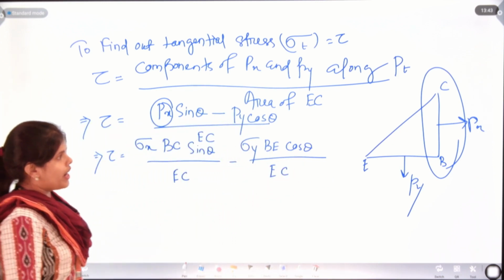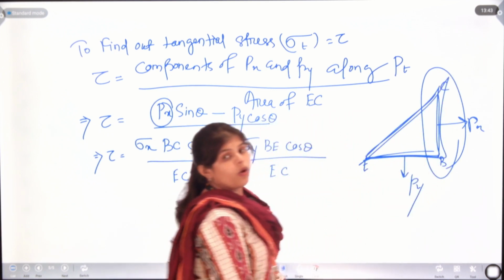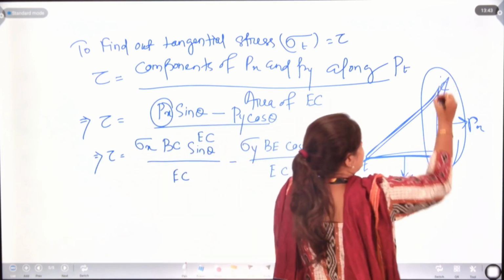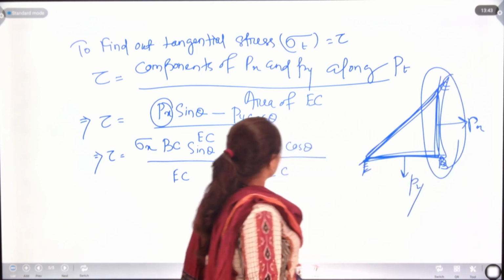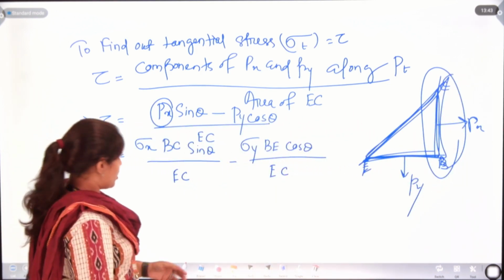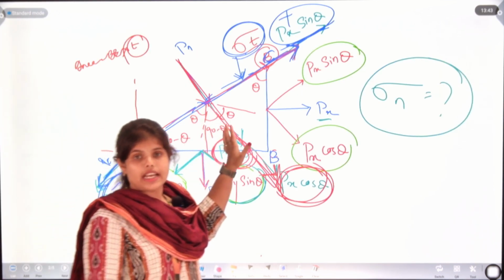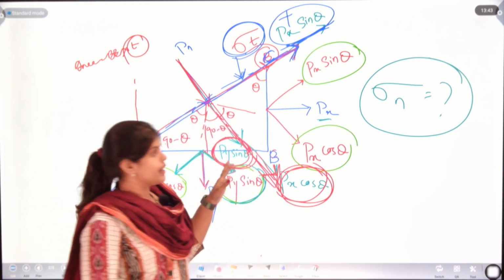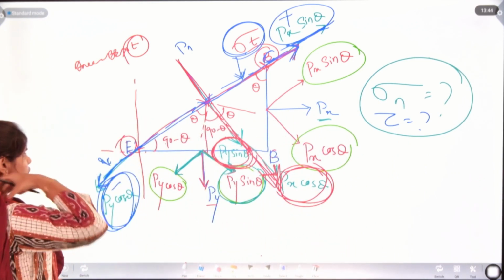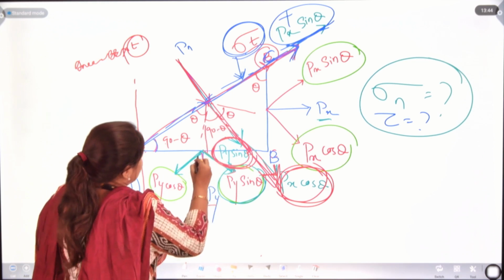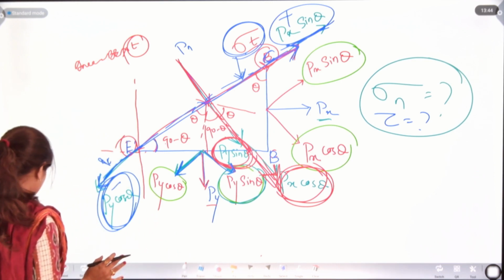Why am I drawing this section very frequently? Because all this information is here only in this triangle. If we understand this diagram, then it will be very easy to find sigma n and tau. First we have to find the angles, then we have to find the components of forces. There is nothing big deal here.